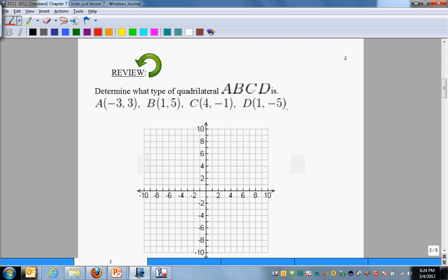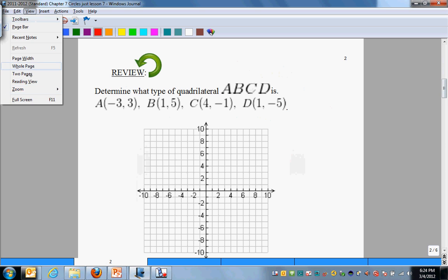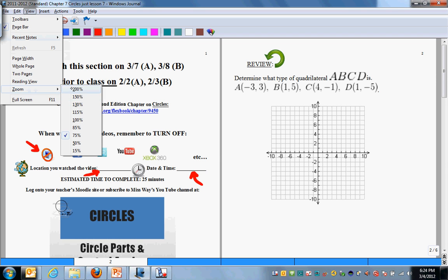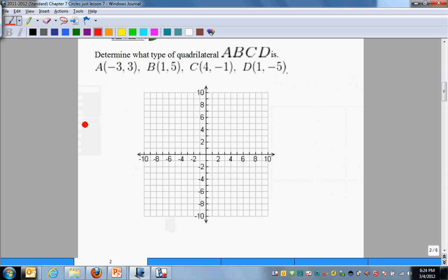Before we have our first lesson, we're going to do a quick review. We just finished talking about quadrilaterals, and so we're going to do a problem reviewing quadrilaterals. We have here a quadrilateral ABCD. We're going to graph that.